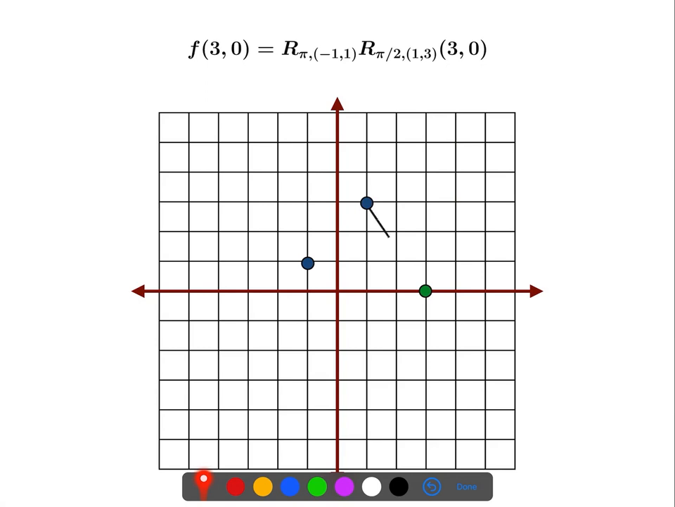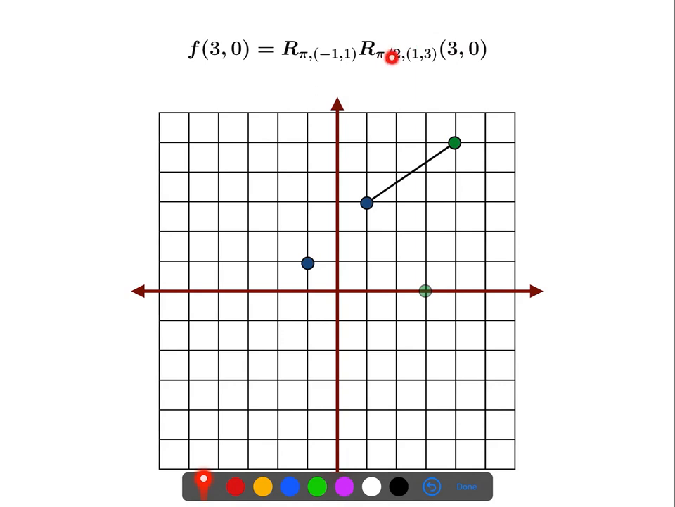So what I want to do is to visualize this. We're going to rotate again this green point about this blue point here, and what you're going to get is that. So that's what happens with the first rotation. That takes care of this rotation.